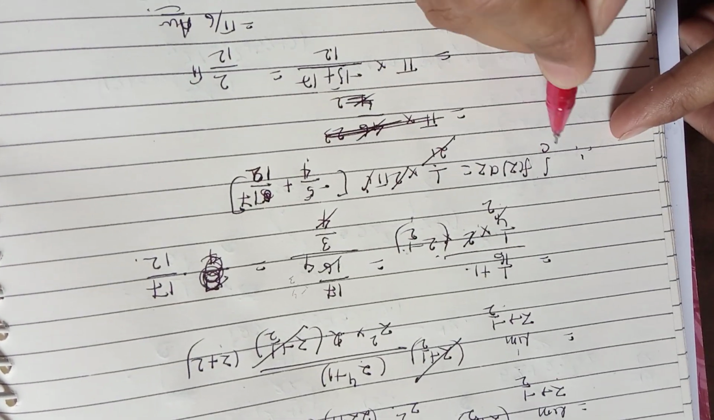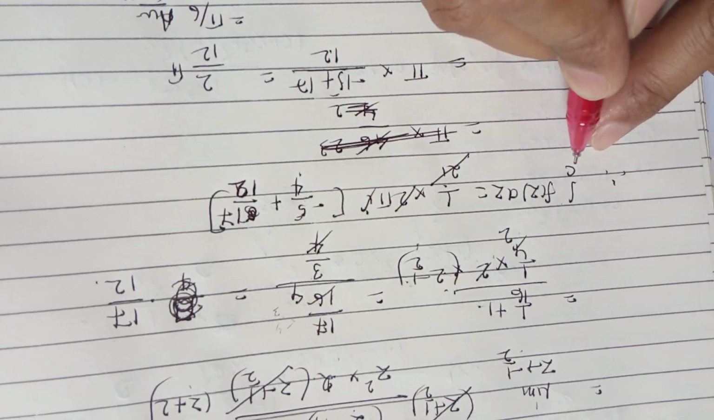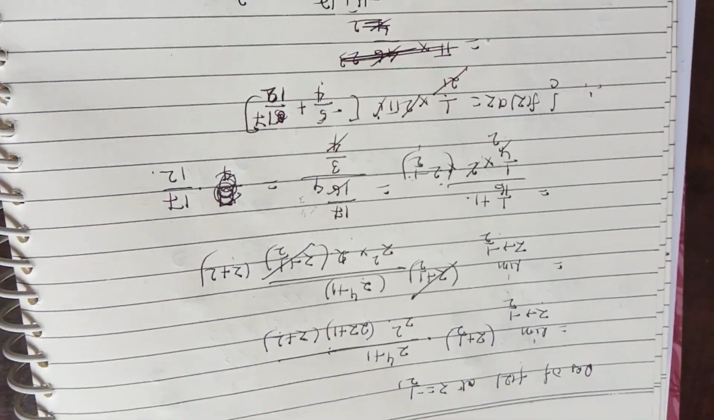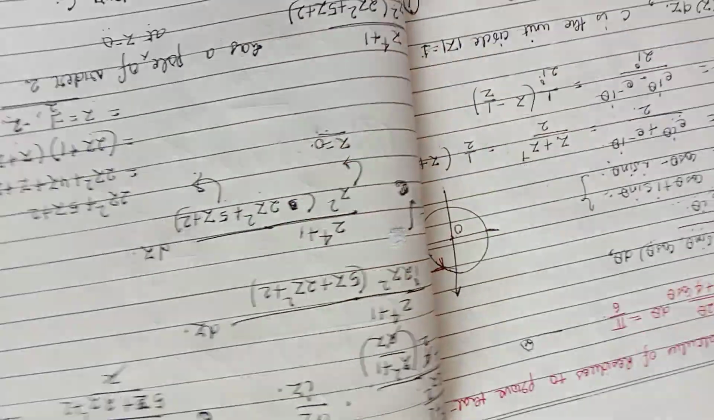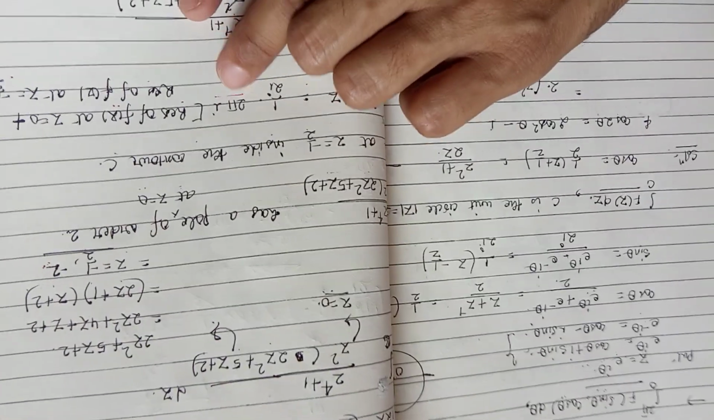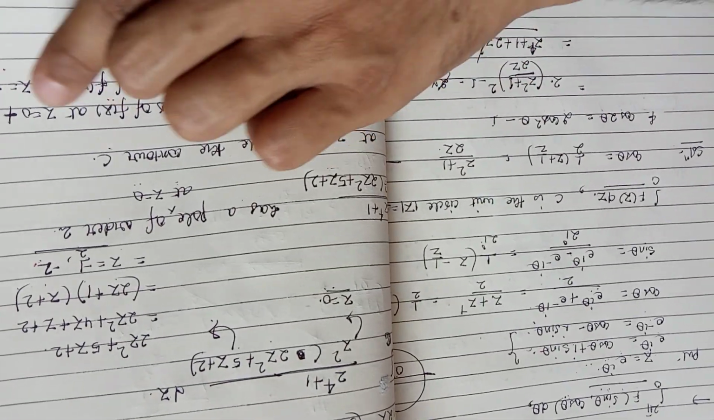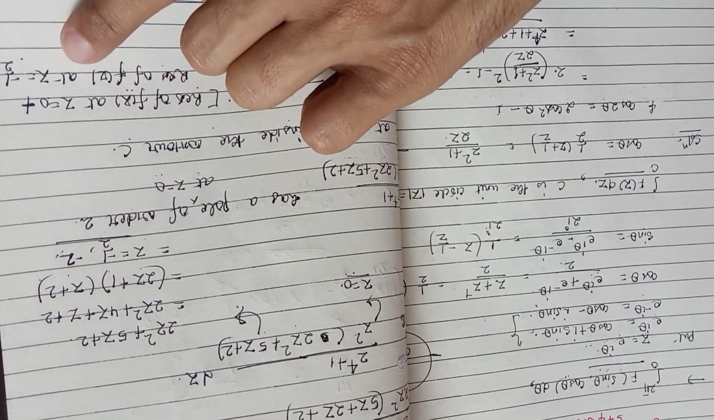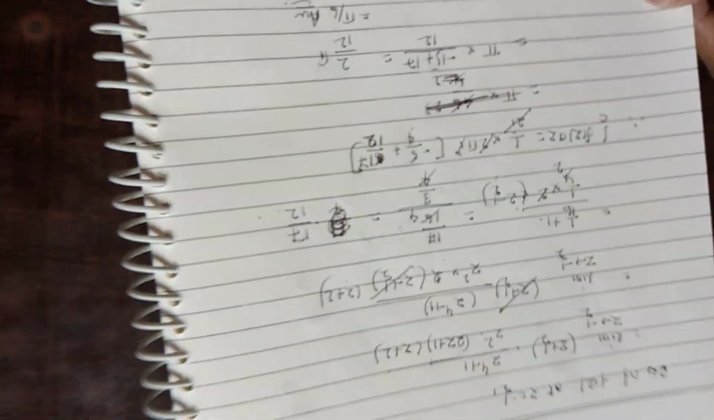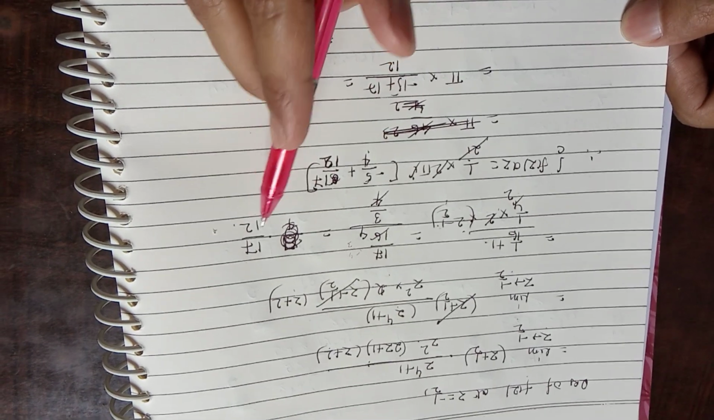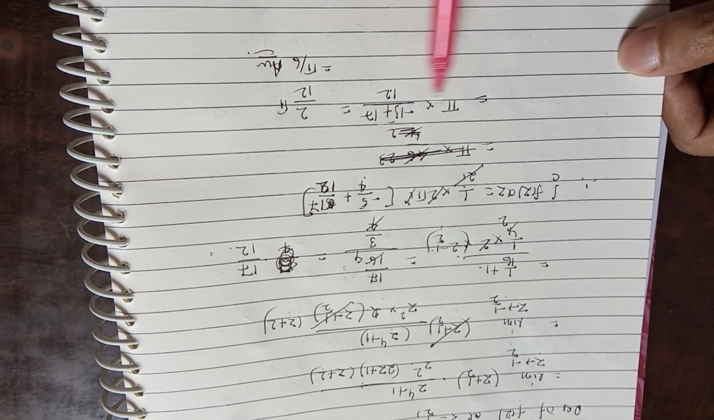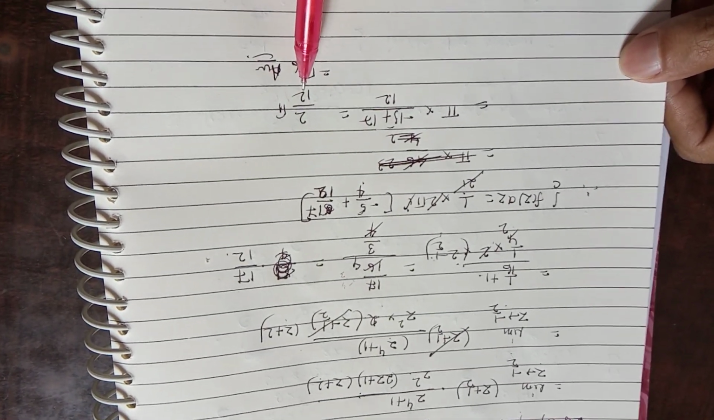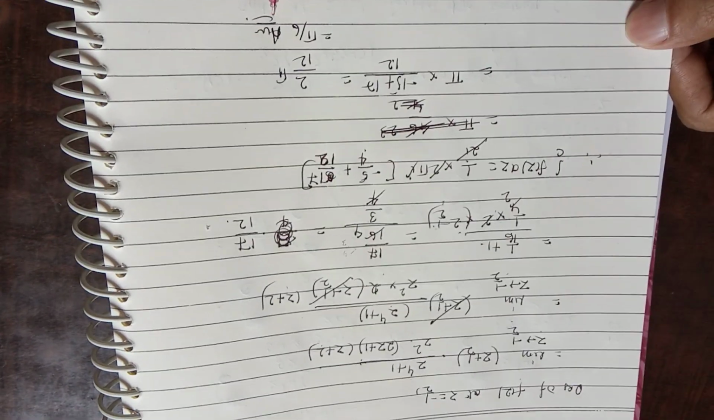Now our integration, the integral along C of f(z) dz, is equal to 1 upon 2 iota into 2 pi iota into (the residue of the function at z is equal to 0 plus the residue of the function at z is equal to minus 1 by 2). So this becomes minus 5 by 4 plus 17 by 12, and after solving this one we get 2 by 12 pi, that is pi by 6. Okay, thank you.